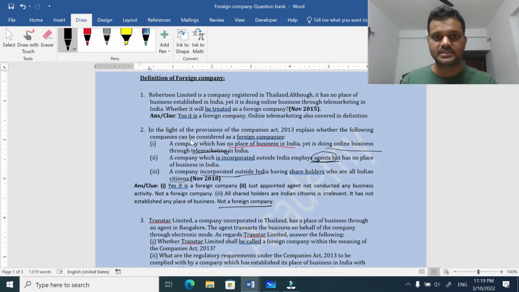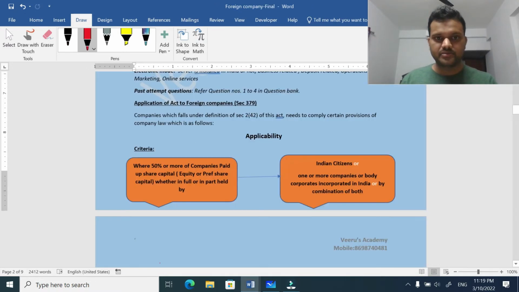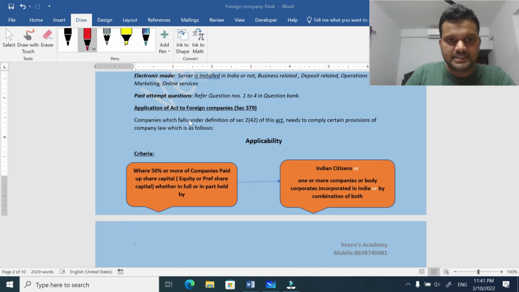I hope you understand this, and then we can move on to another section, that is section 379, application of this act to foreign companies. Now let us read section 379. Companies which fall under the definition of section 2 subsection 42, that means a company which is a foreign company, needs to comply with certain provisions. That means there are some additional compliance requirements provided in section 379 to all foreign companies.